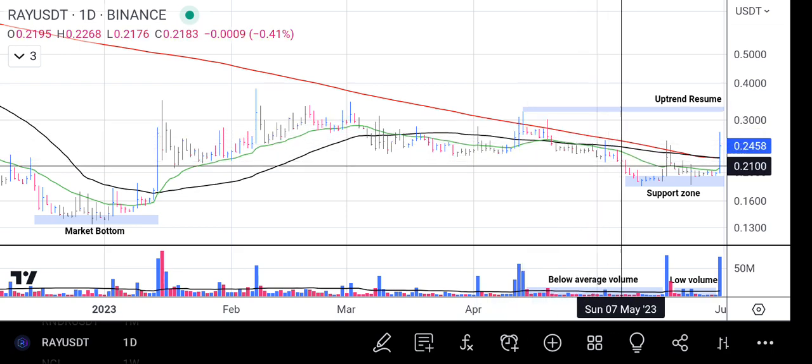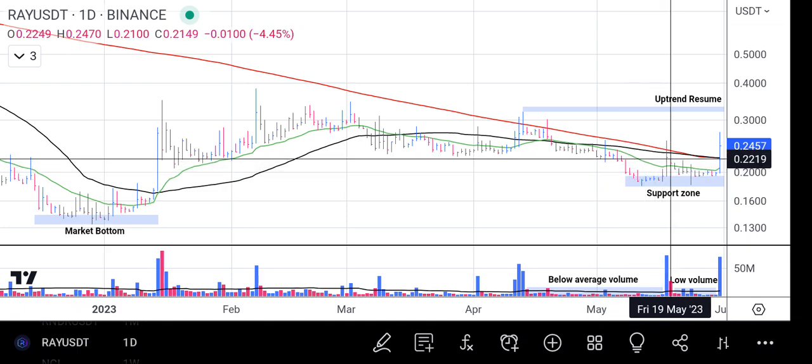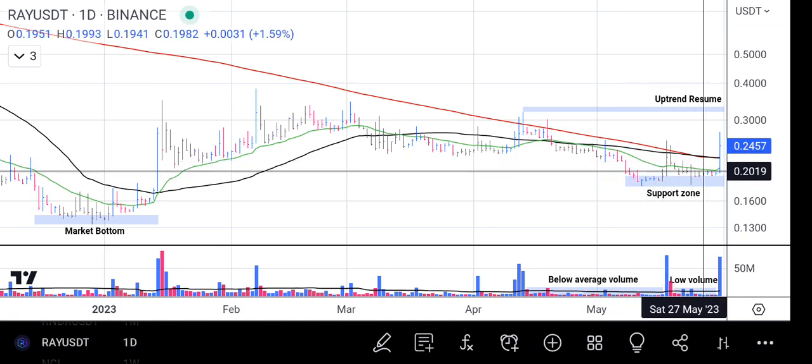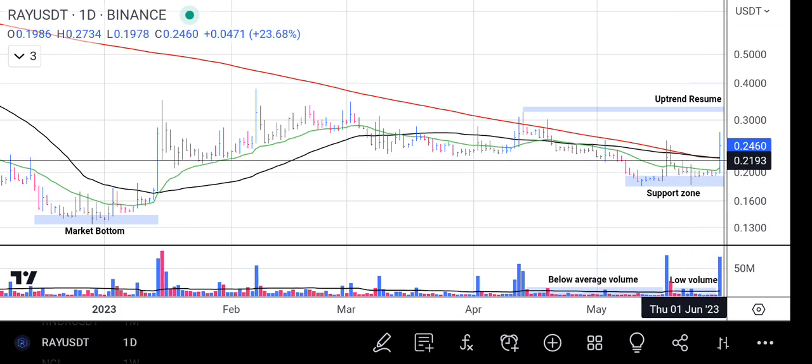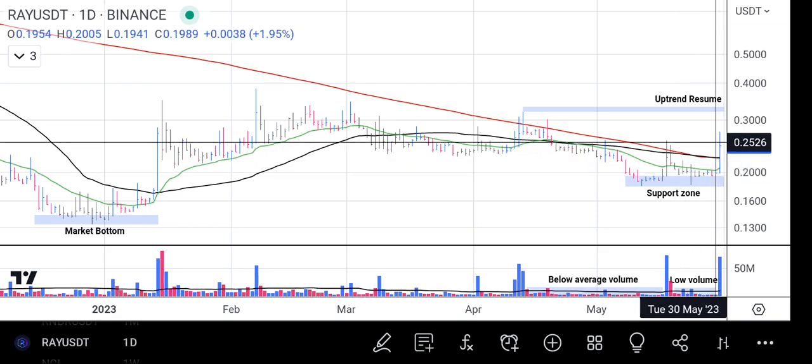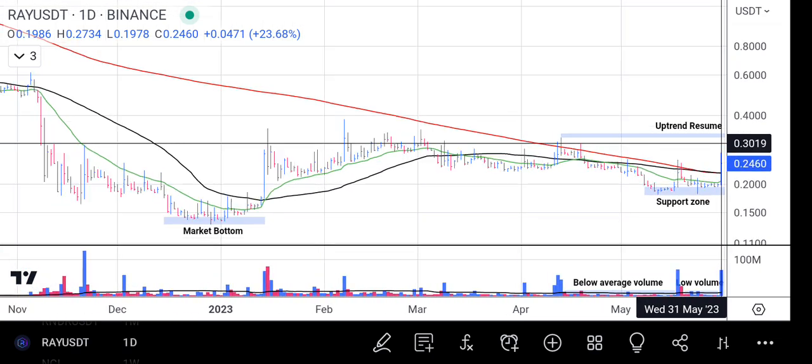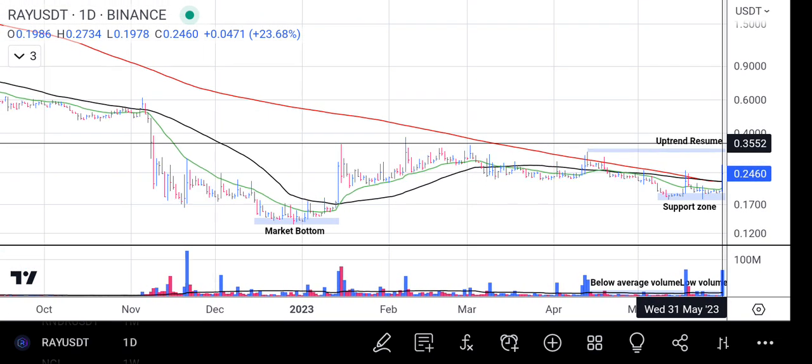It sent it downwards to the support zone, and there was a little back and forth price movement between the buyers and sellers, but at the moment the buyers have finally gained control of the price with a very explosive volume and a huge bar, sending the price upward above the 200-day moving average. Let me now see what's going to happen from here.